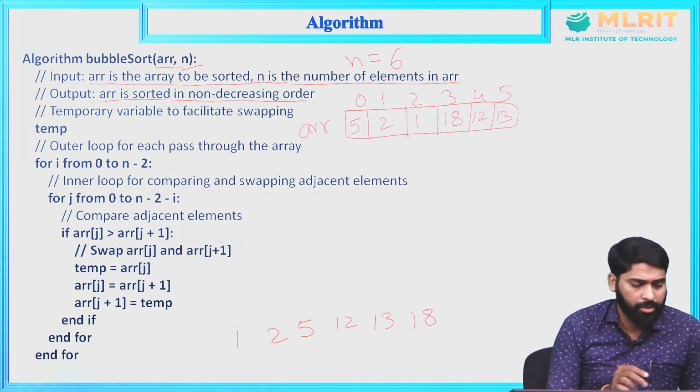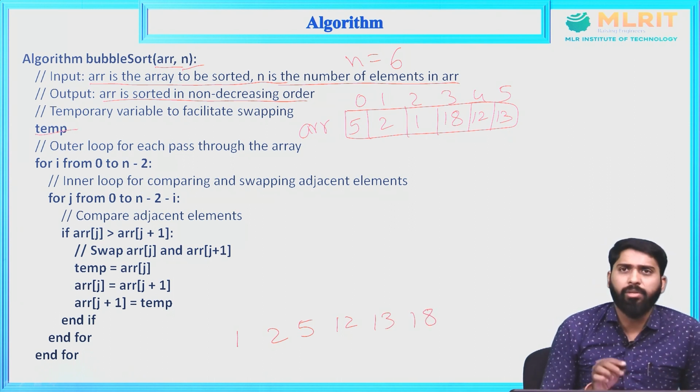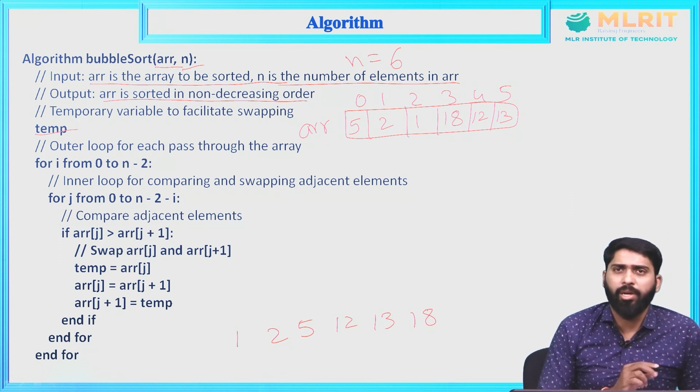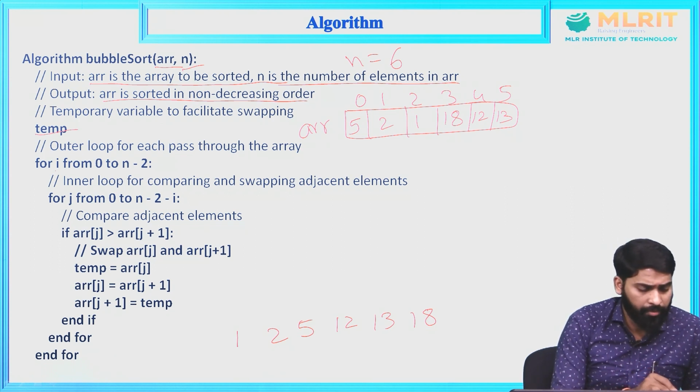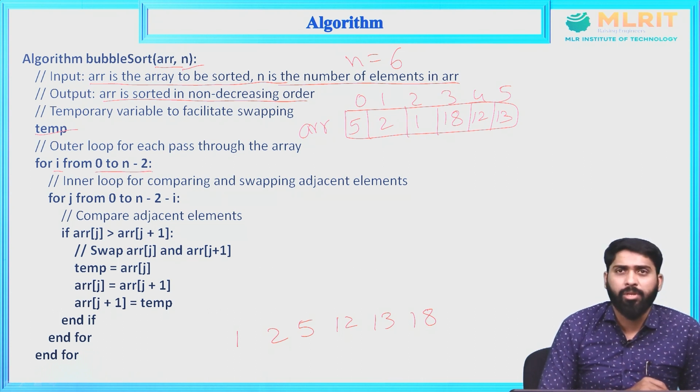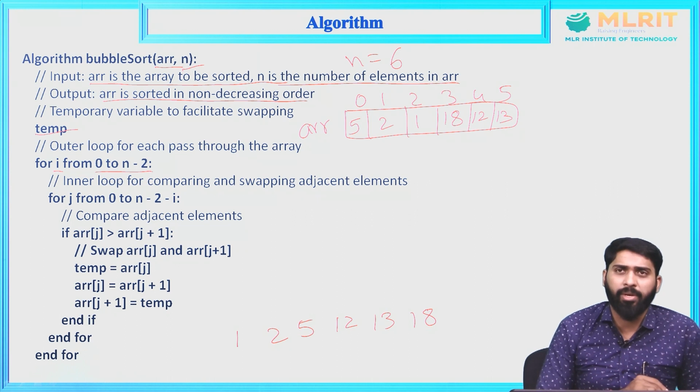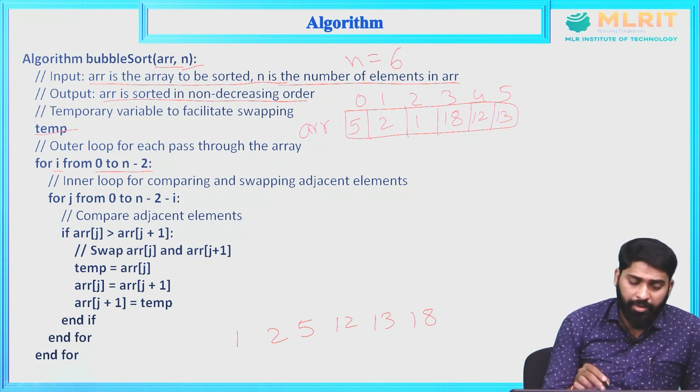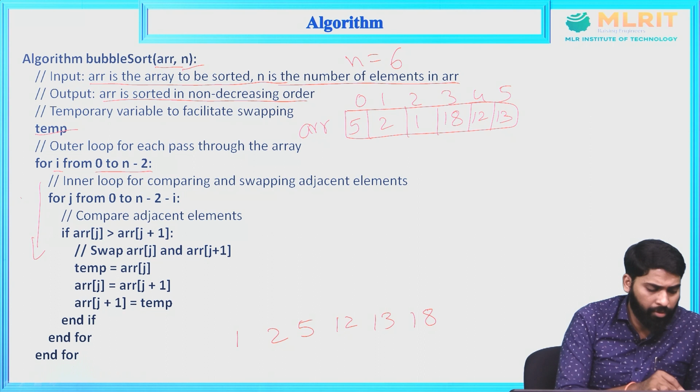Now we take one temporary variable. This variable we use to swap the elements. We start with i from 0 to n minus 2. What is n here? n is 6, and 6 minus 2 means 4. That means we enter into this loop 4 times.